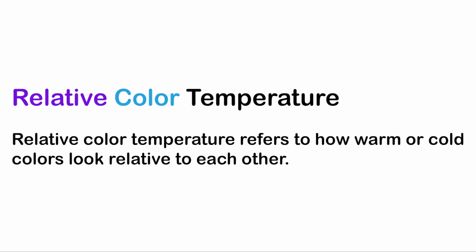Relative color temperature is how warm or cold colors look relative to each other. This next concept is a little bit trickier to understand in my opinion. Let's start out with a simple example using some colored squares. Here are a couple of blue squares, both of the same cold blue. What if we add some red at around 12% opacity to one of them? Suddenly, one is cooler than the other. They are both still blue, but the left one appears warmer than the other.